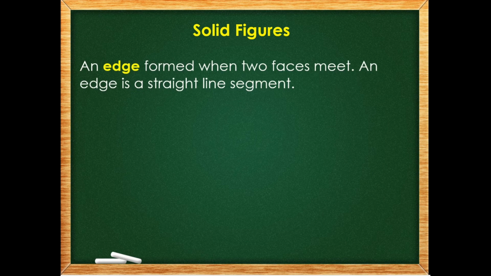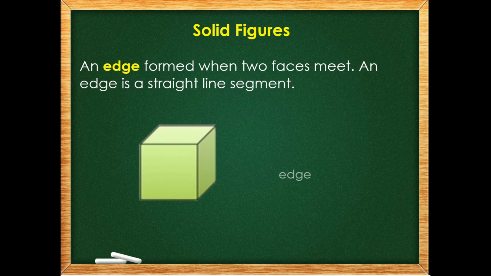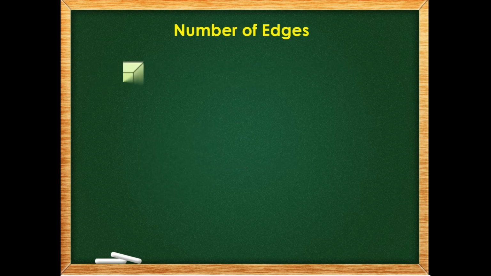A solid figure has also an edge. An edge is formed when 2 faces meet. An edge is a straight line segment. Let us find where is the edge. Now this is the edge. Now let's count the number of edges of each solid figure.